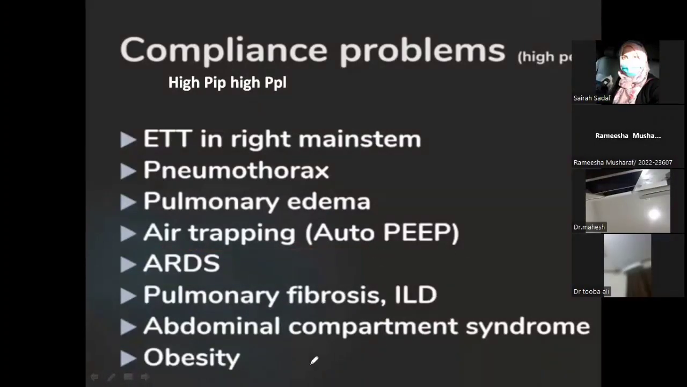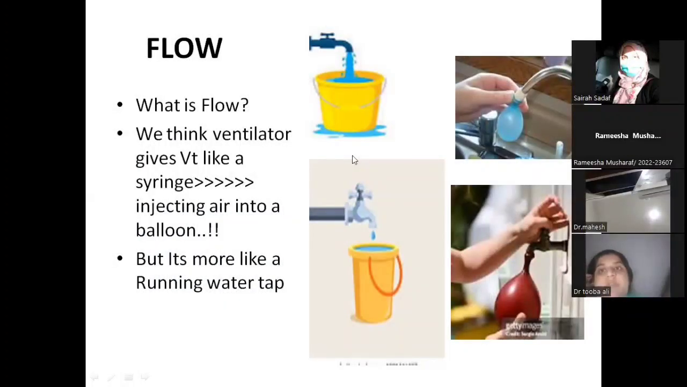All these things, as you can see, just compress the lungs, either due to air trapping, increased air inside, or fibrosis, or inflammation, or abdominal compartment syndrome, or obesity. Because of these, the compliance decreases, and then you will have the picture of high PIP and high plateau pressure. Now we are on the flow curve.